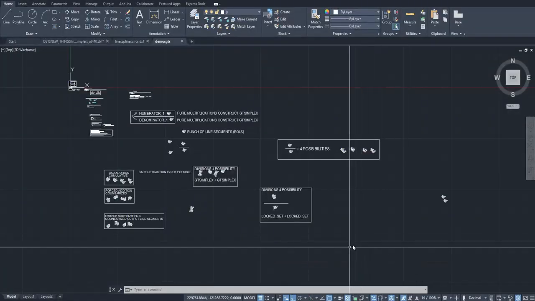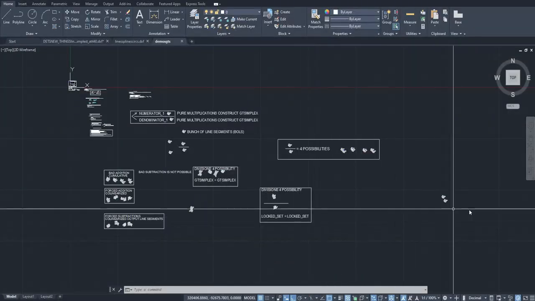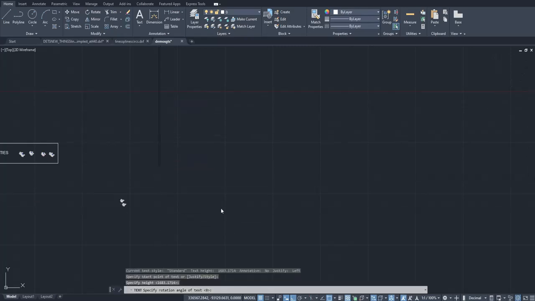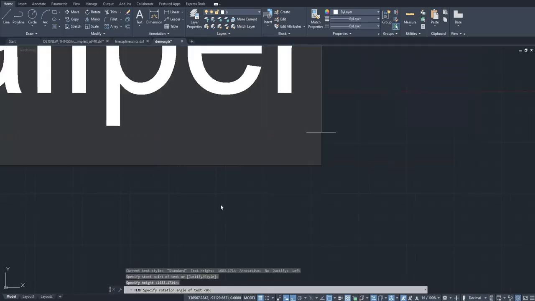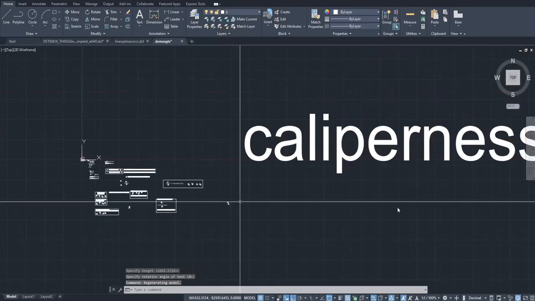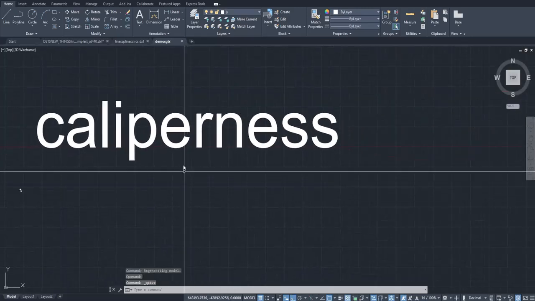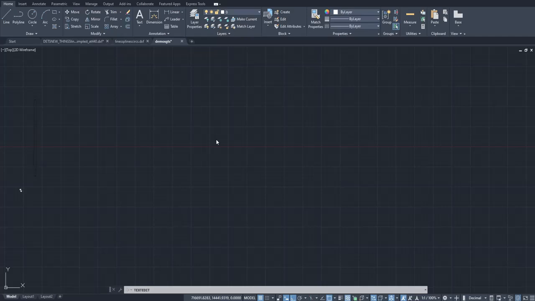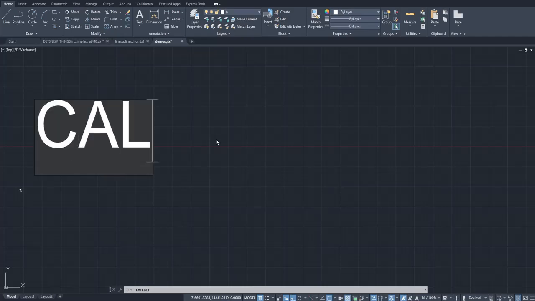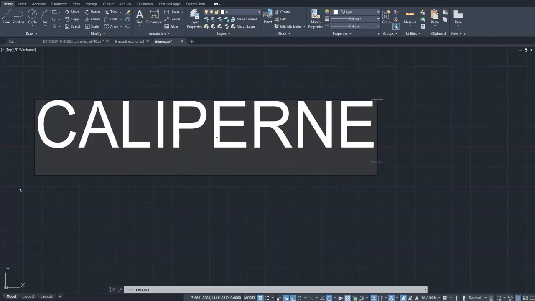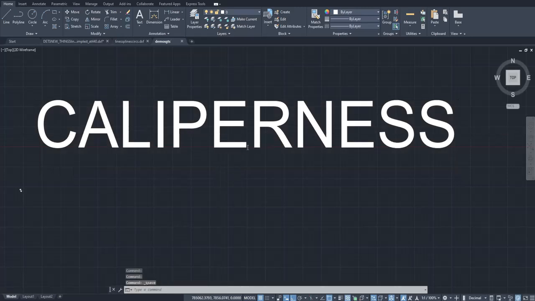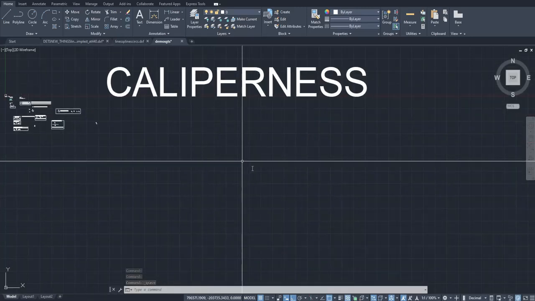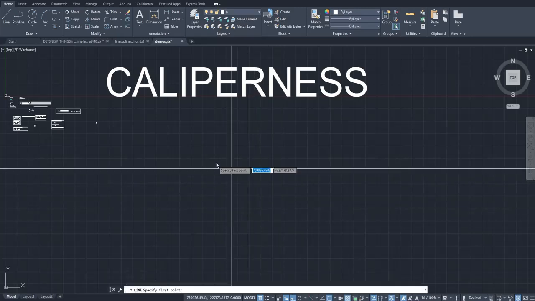Now we will talk about the caliperness. Caliperness is a term that is introduced in Sanjoy Nath's Geometrifying Trigonometry. First of all, we have to understand what the calipers are. We have to understand the caliper objects.